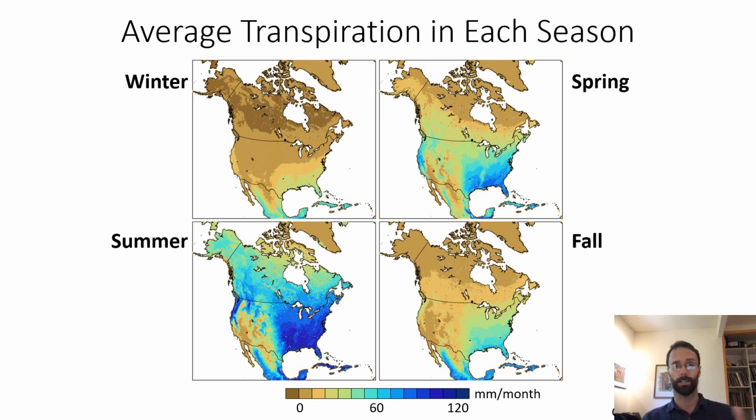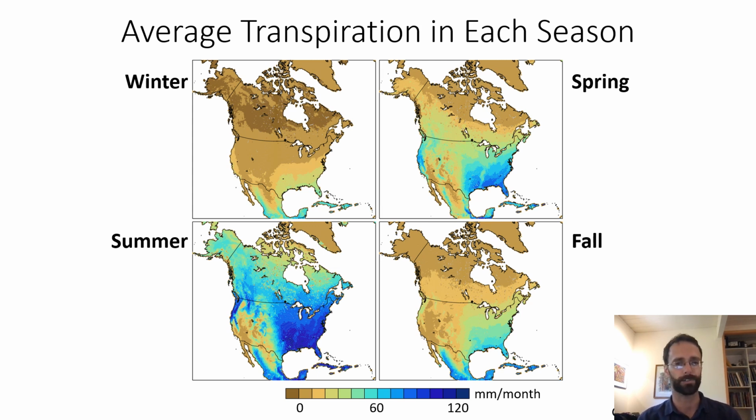So the seasonal phenology, right, the seasonal cycle of plants, is reflected in the evolution of transpiration during the year. These images show the average transpiration in each season for the North American continent. A clear seasonal signal emerges, with the greatest transpiration rates occurring during the summer season. And that makes sense, right? That's when vegetation coverage is at its peak, as we just saw in the previous animation.